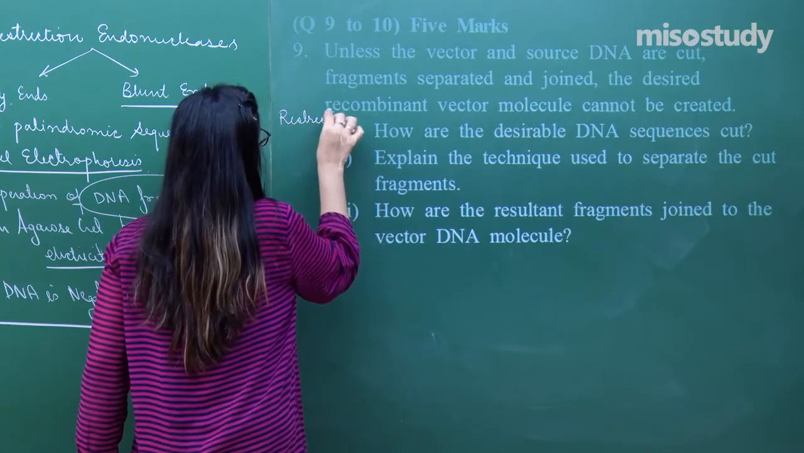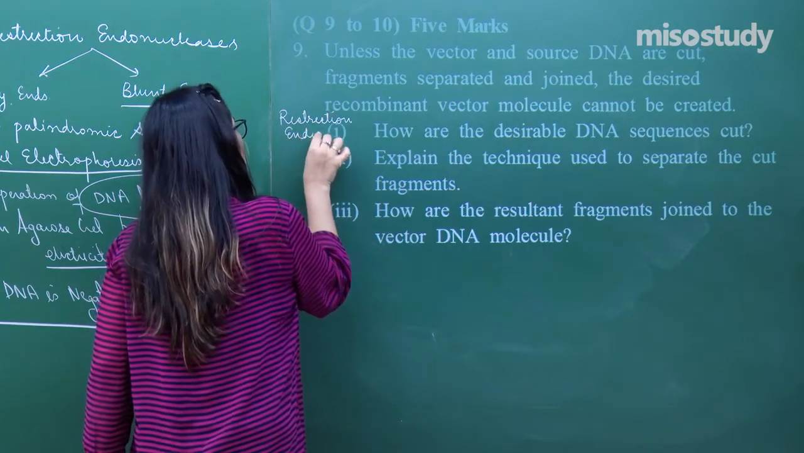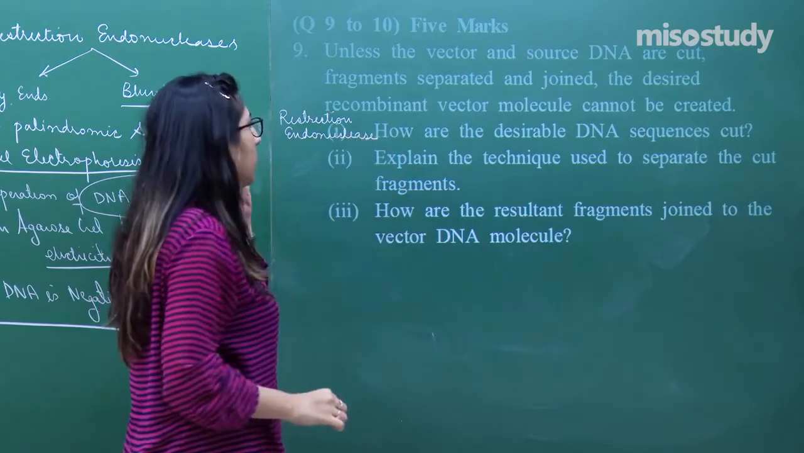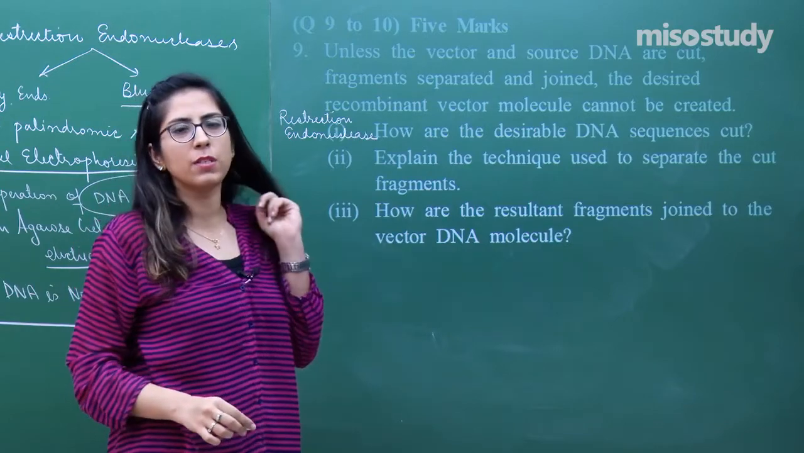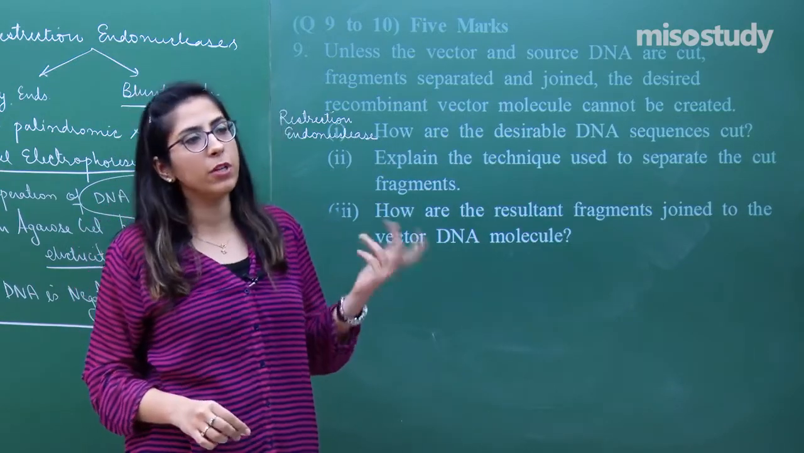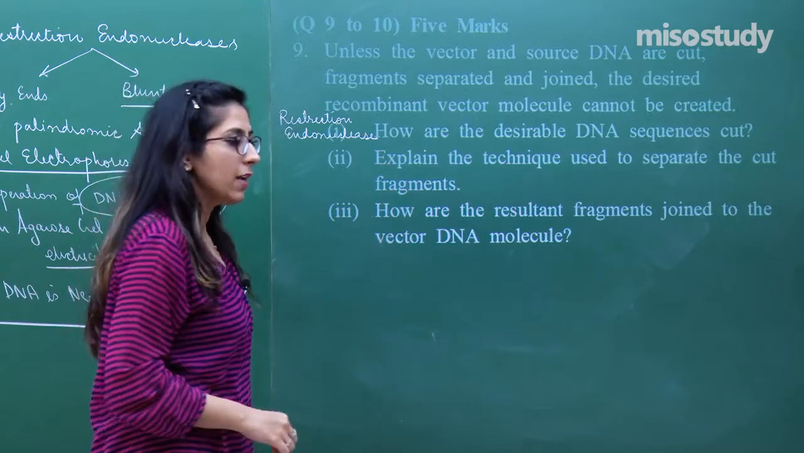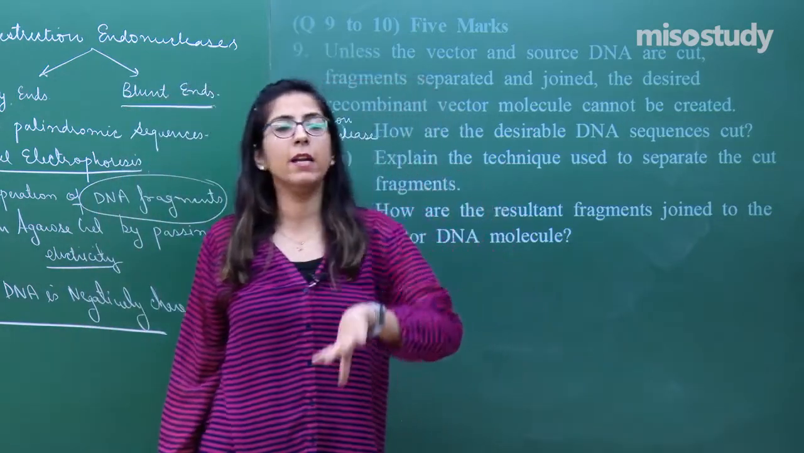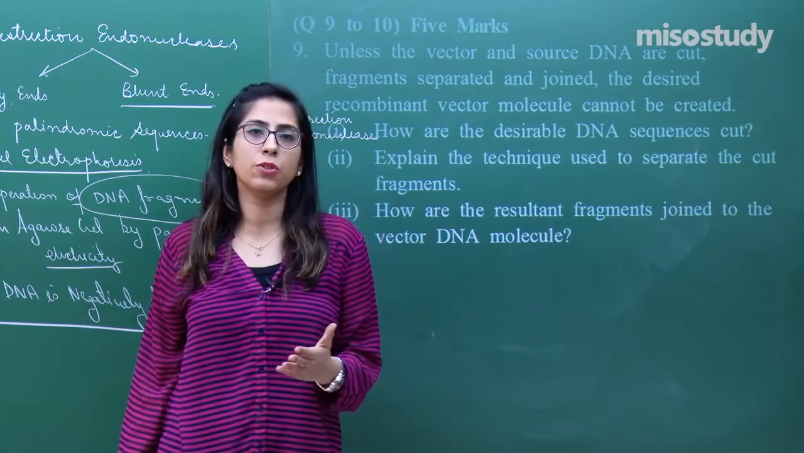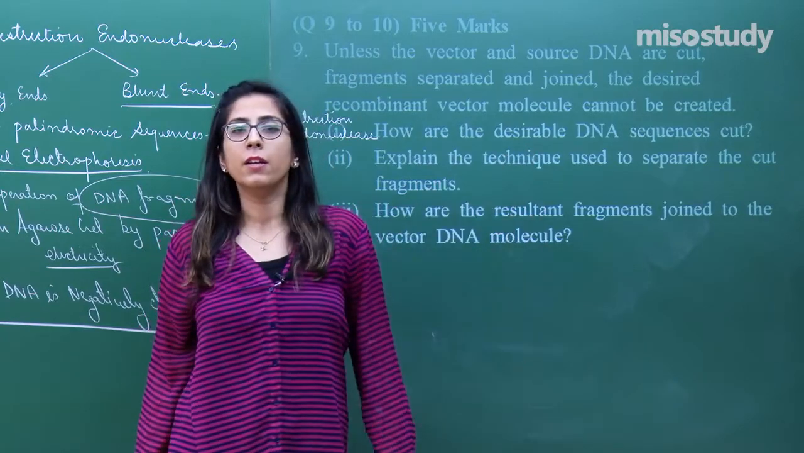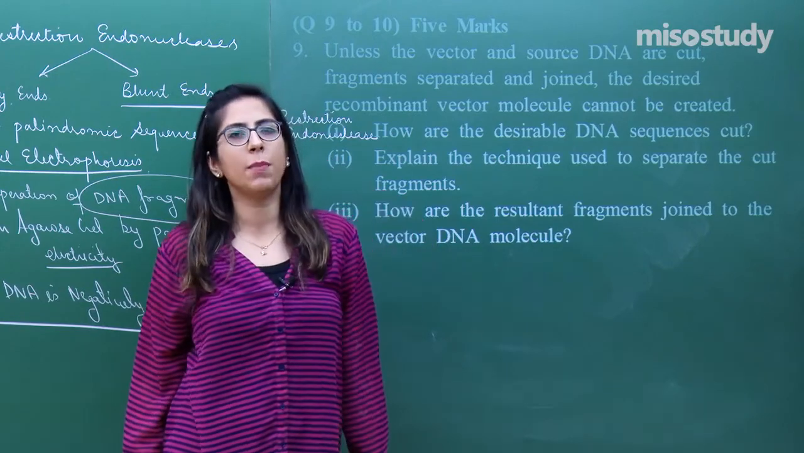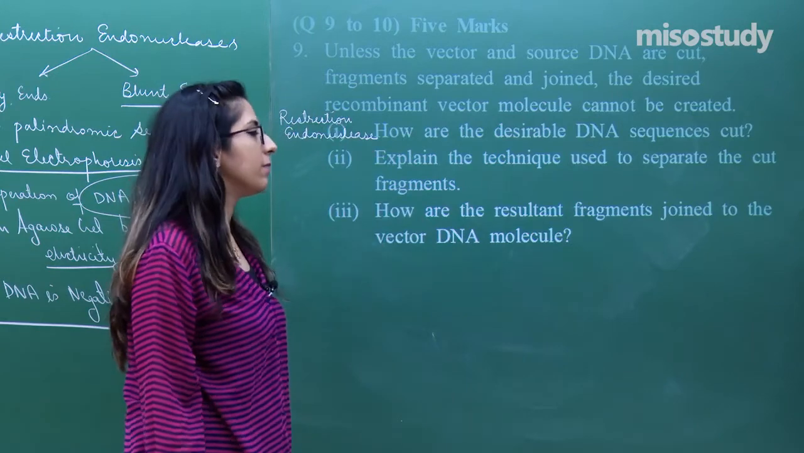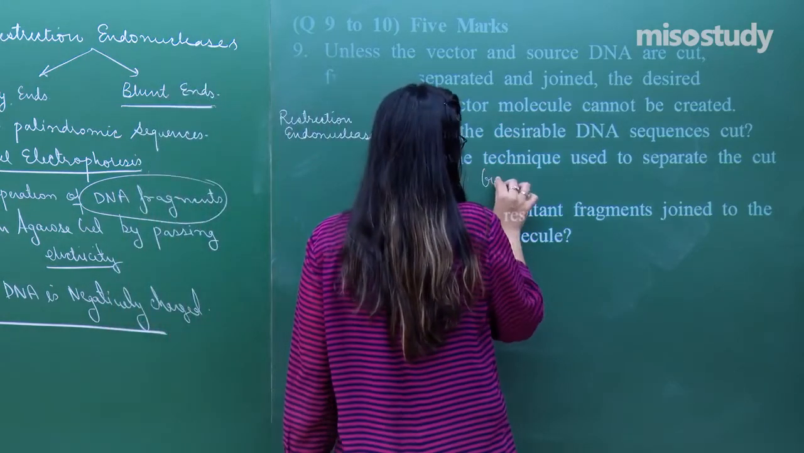Restriction endonucleases are also called molecular scissors, which cut at specific sequences. They need palindromic sequences, and they produce either blunt ends or sticky ends. The same type of restriction enzyme will be used on the host DNA also, so that a complementary end is produced, because they read a specific sequence called a palindromic sequence. Explain the technique used to separate the cut fragments. We all know that it is gel electrophoresis.